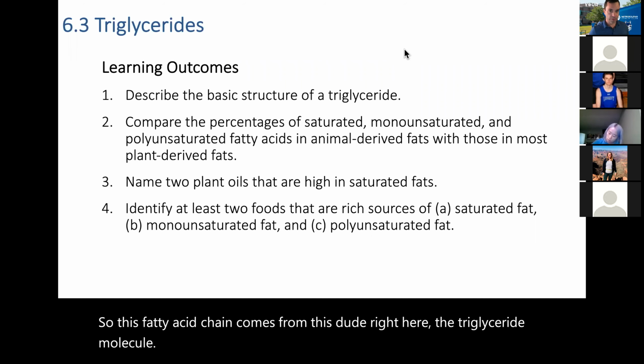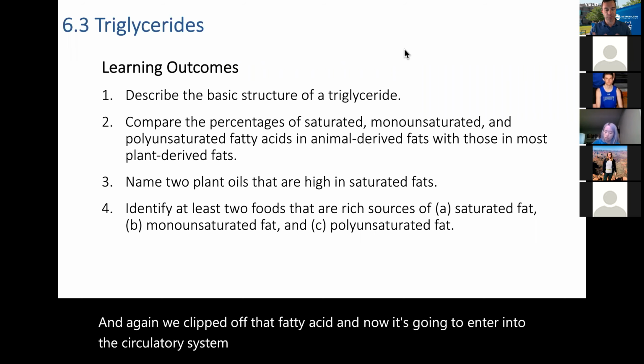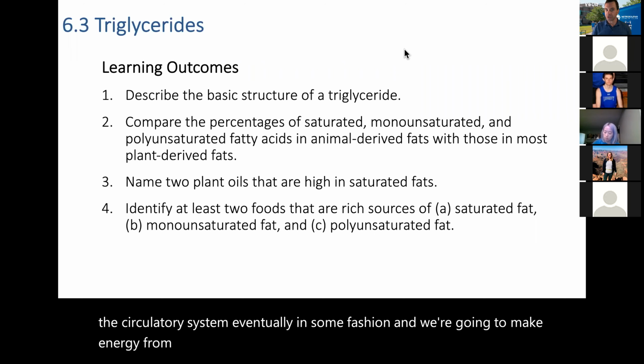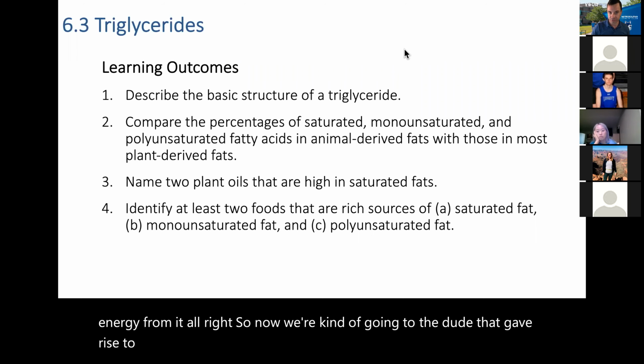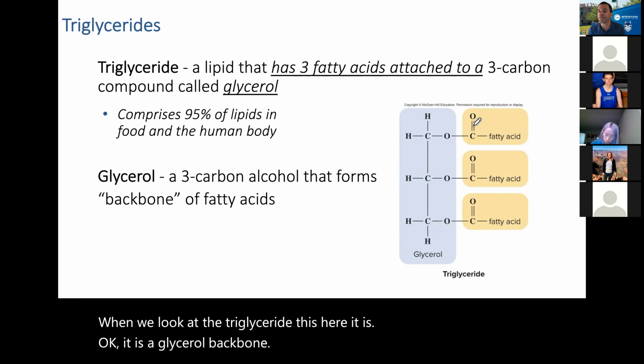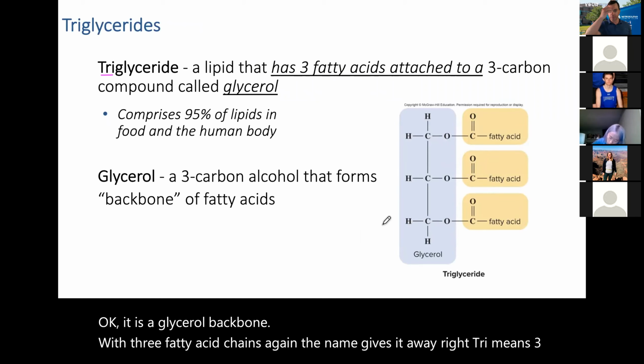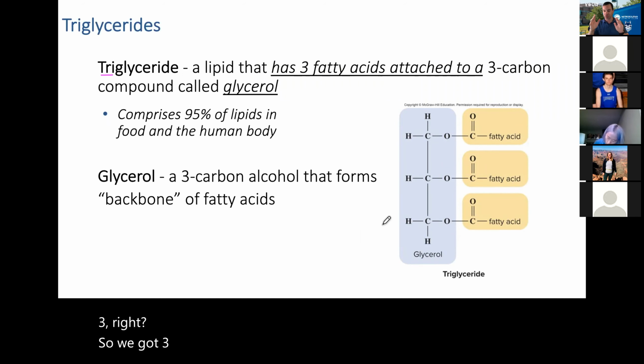And again, we clipped off that fatty acid, and now it's going to enter into the circulatory system eventually in some fashion, and we're going to make energy from it. All right. So now we're going to the dude that gave rise to that fatty acid, the triglyceride. When we look at the triglyceride, here it is. It is a glycerol backbone with 3 fatty acid chains. Again, the name gives it away, right? Tri means 3, so we got 3 fatty acid chains attached to a glycerol backbone.